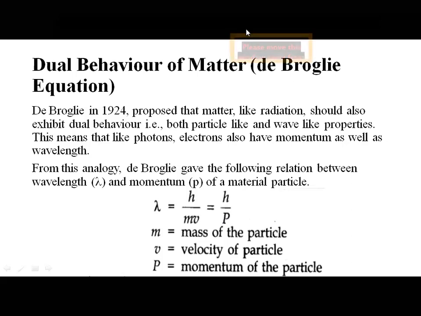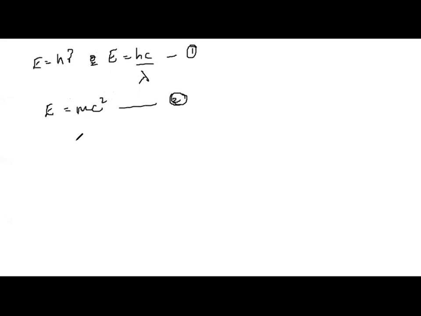So how this relation altogether came, I can show you all here. We know that according to Planck's equation, E is equal to h nu, or I can also write it as E is equal to h c by lambda. Call this equation 1. And according to the energy of a photon on the basis of Einstein's mass energy relation, E is equal to mc square. Call this equation 2. When things are equal to the same thing, they are equal to one another. So I can write hc by lambda is equal to mc square.